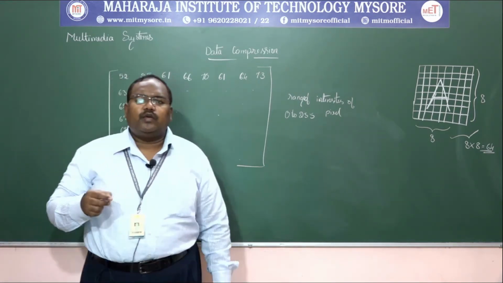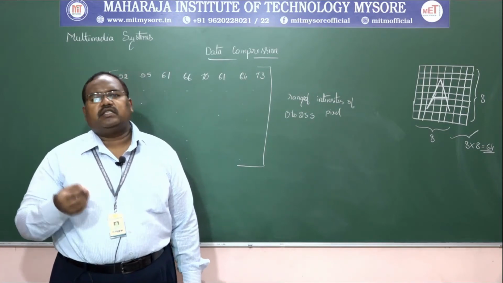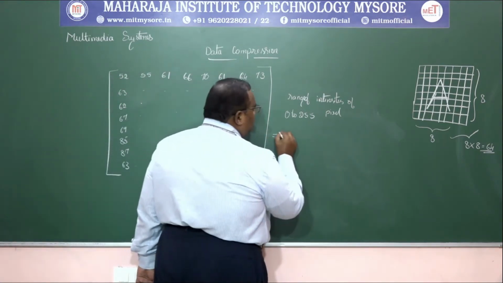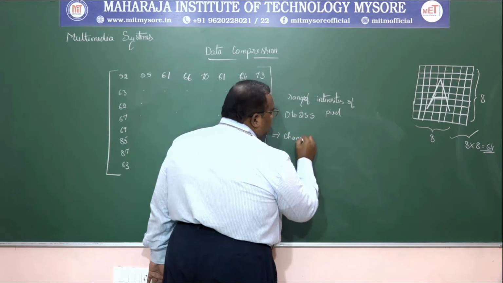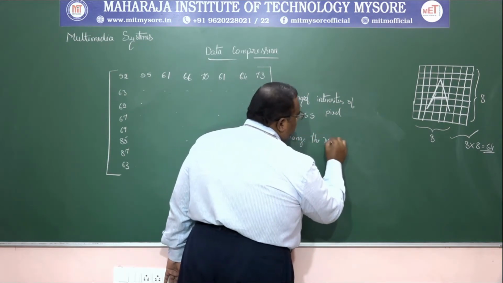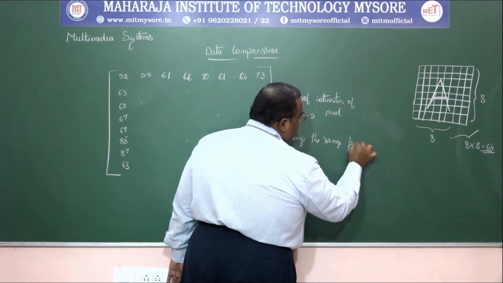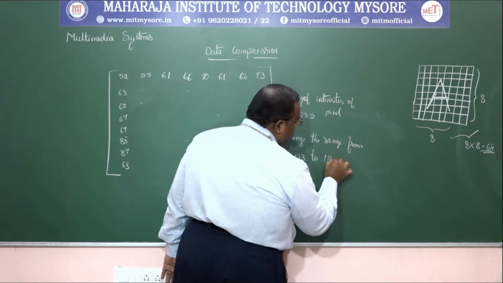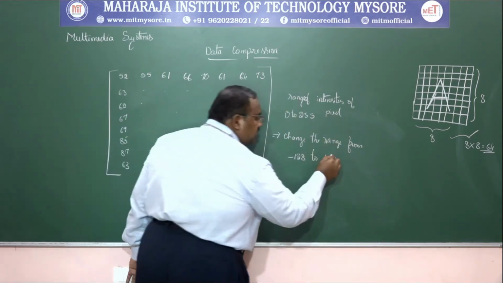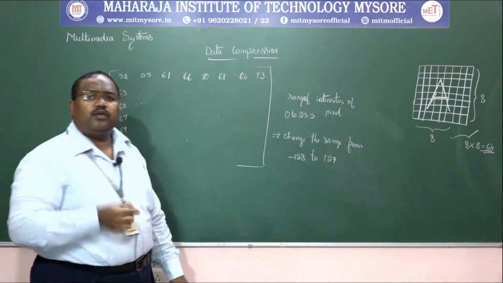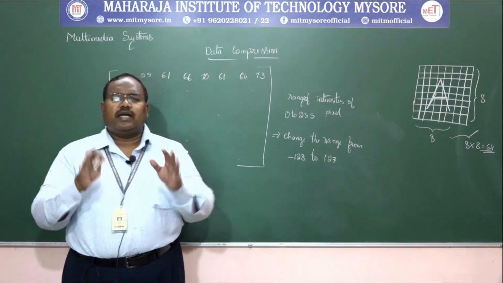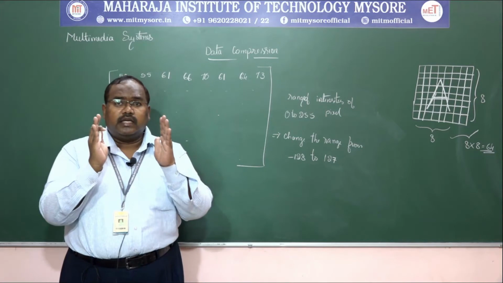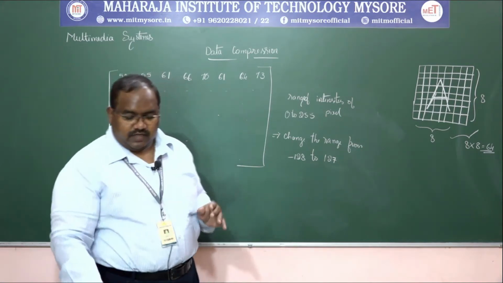Now the next thing we need to do is change the range from minus 128 to 127. So this is the next thing we are supposed to do. Why do we need to change it? The reason is just to compress and reduce the size of the file. We want our range to be in a limited fashion. Even the size of the file needs to be reduced.